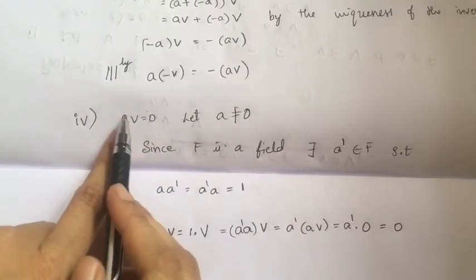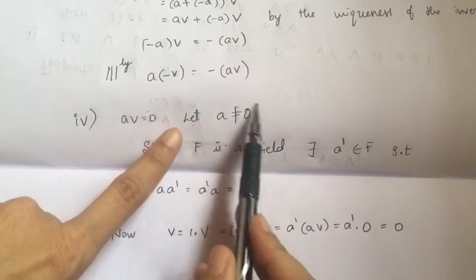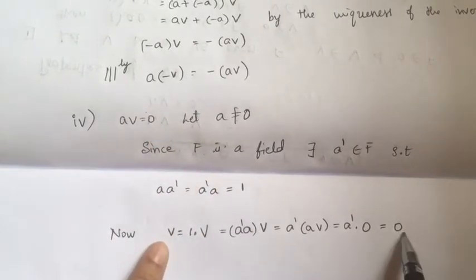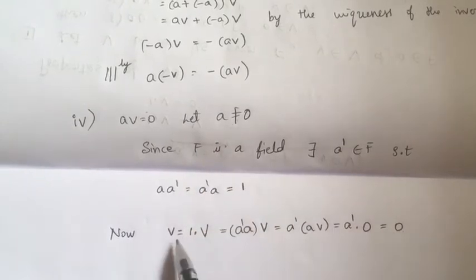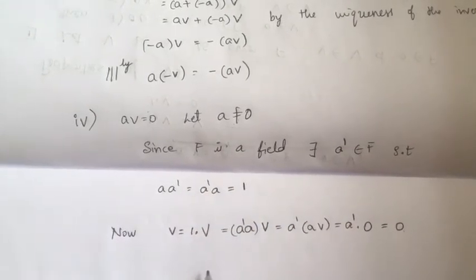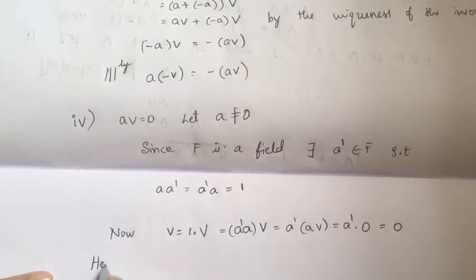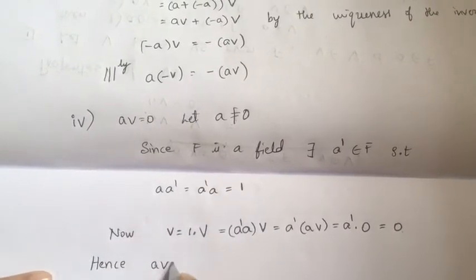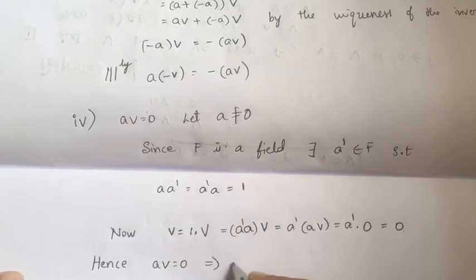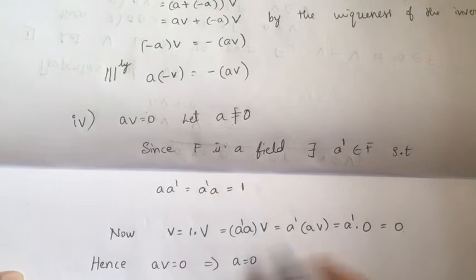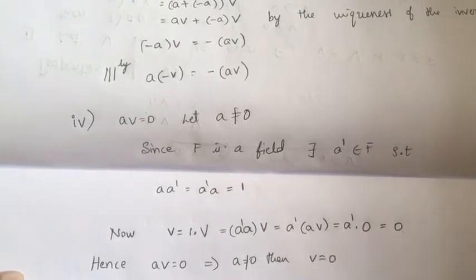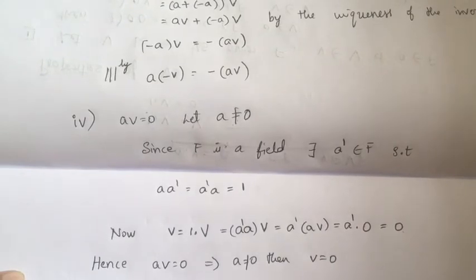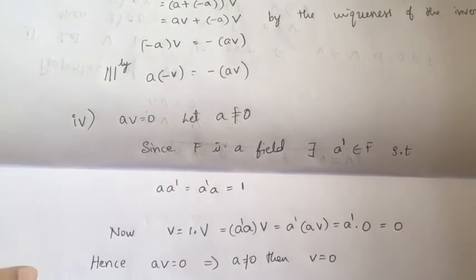So if AV is equal to 0, if I take A is not equal to 0, then V is 0. If A equal to 0, then V need not be 0. So that's the thing I can write. Hence AV equal to 0 implies either A equal to 0 or V equal to 0. If A is not equal to 0, then V equal to 0, or else I'll get A equal to 0.